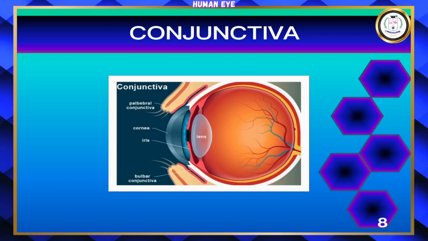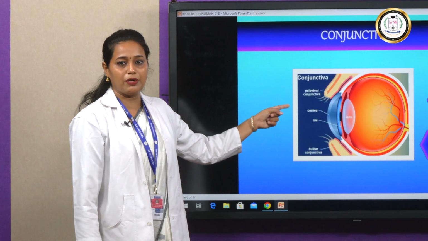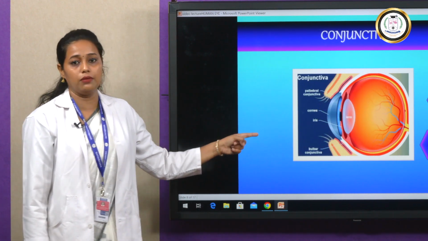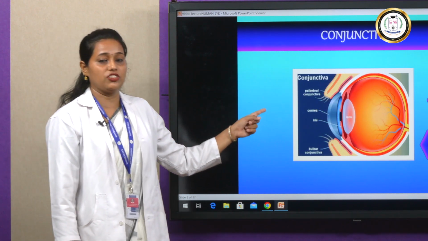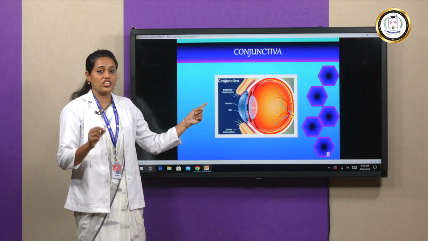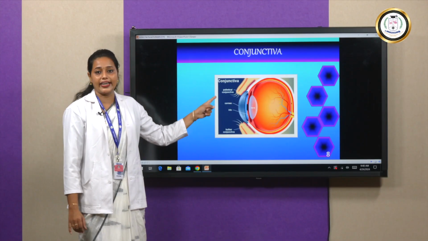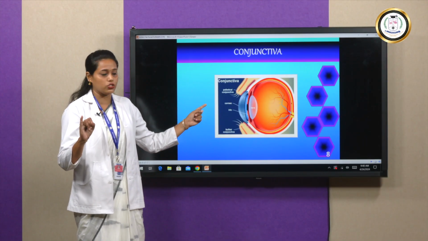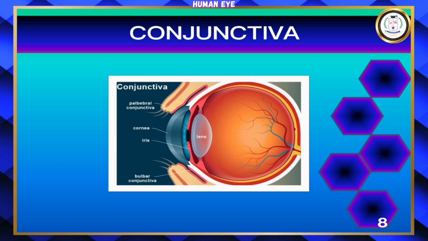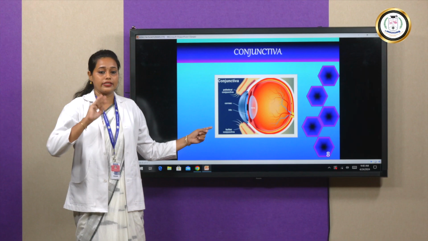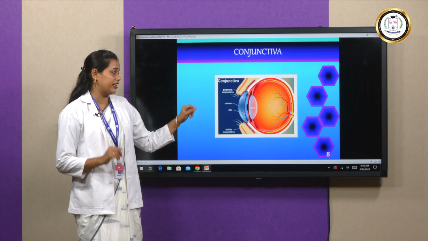Here you have a picture representation of the conjunctiva. We have two parts in it: one is the palpebral conjunctiva and the other is the bulbar conjunctiva. The conjunctiva layer which is lining the eyelids is called the palpebral conjunctiva, and the conjunctiva which is lining the eyeball is called the bulbar conjunctiva.